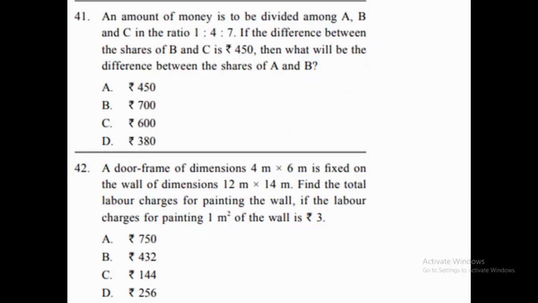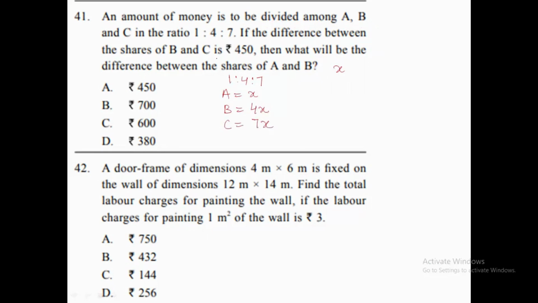According to the question, suppose the amount of money is X. It has been divided among A, B, and C in the ratio 1:4:7. So we can say the A share will be x, the B share will be 4x, and the C share will be 7x.